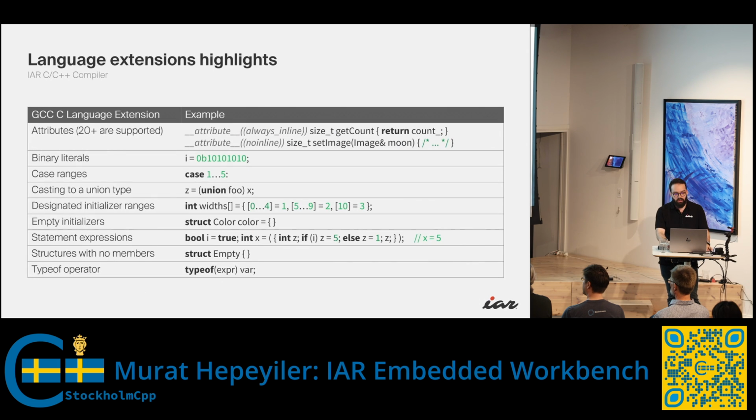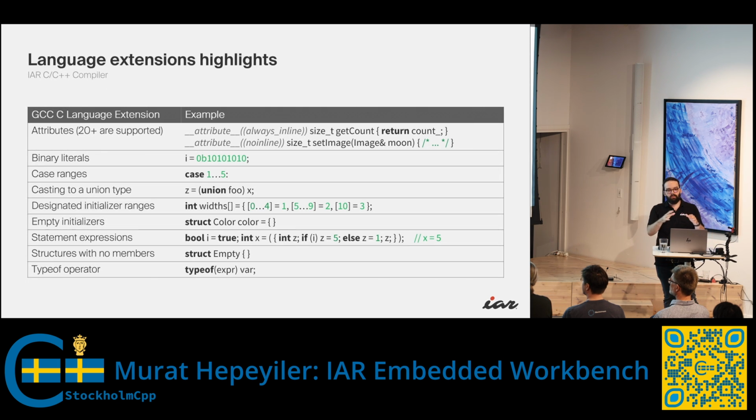And let's talk about our extensions. This is only a highlight. We have more extensions than this, but this is just some part of it. In GCC, you have attributes, binary constants, case ranges, casting to a union type, etc. In our compiler, you will have those as well, and also more extensions than this.